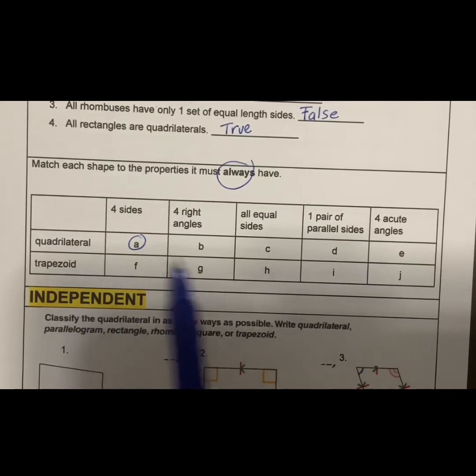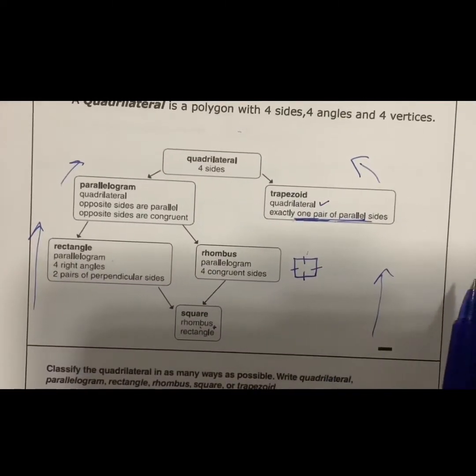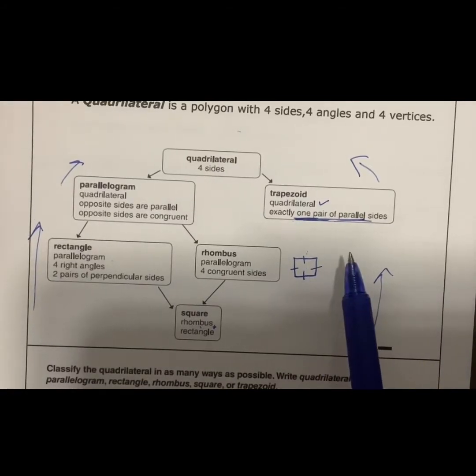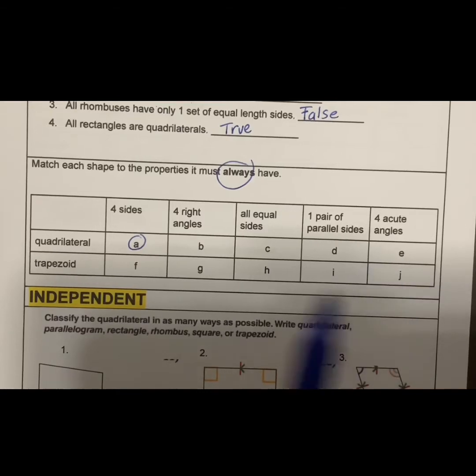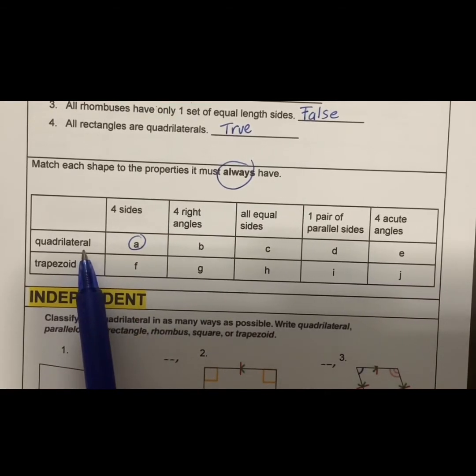How about, does a quadrilateral have 4 acute angles? A quadrilateral can have 4 right angles or 4 acute angles if it's a trapezoid. So no, it's not always, it's sometimes. So we only pick A for the quadrilateral.